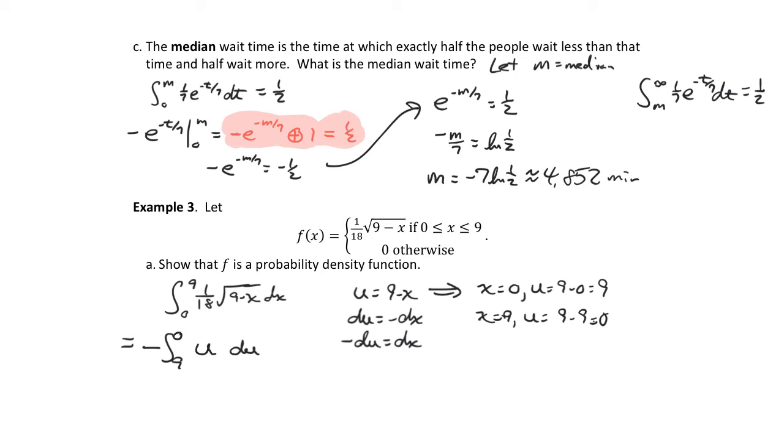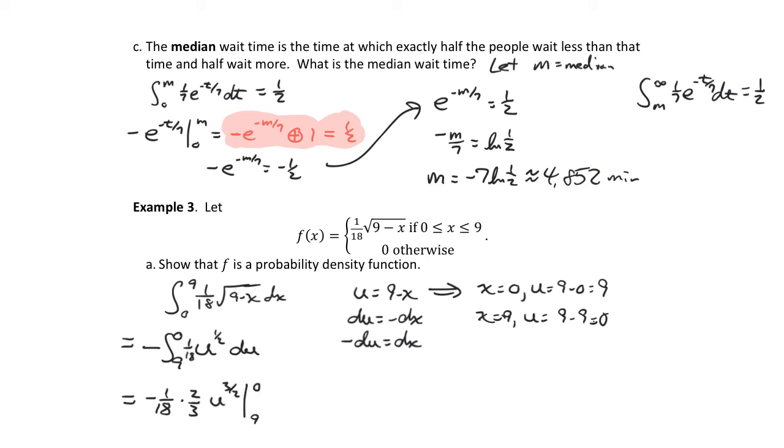And then the 1/18 I'll keep in there. And then it's u to the 1/2 power because it was the square root of 9 minus x. 9 minus x is u. Kind of crammed in there, sorry about that. So we end up with, when we do the antiderivative, negative 1/18. U is to the 1/2 power, so its new exponent will be 3/2. And then we need to multiply by 2/3 to compensate for the exponent of 3/2. This is going to be evaluated from 9 to 0.